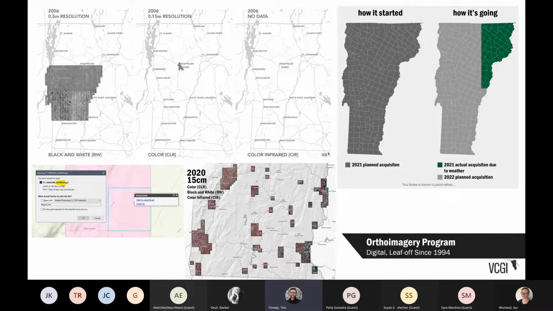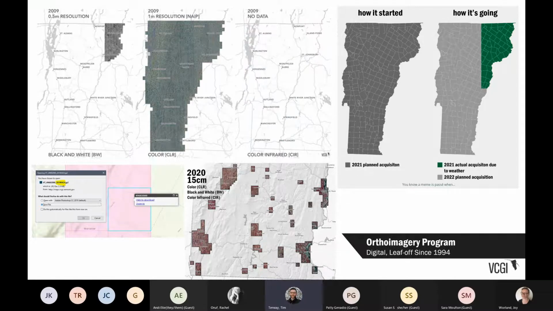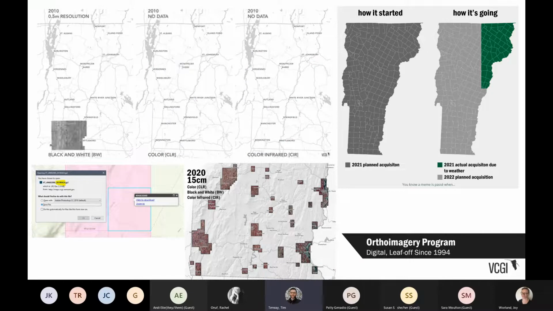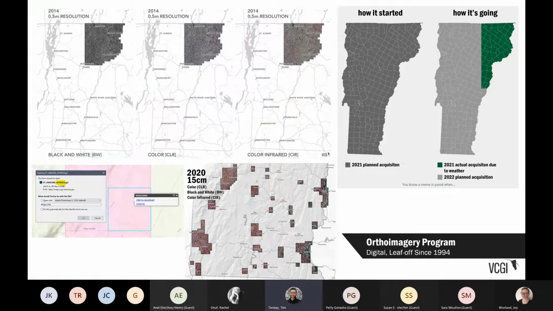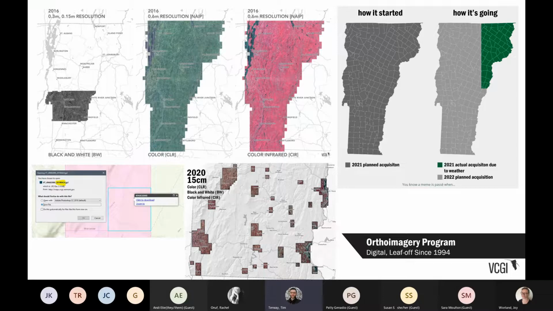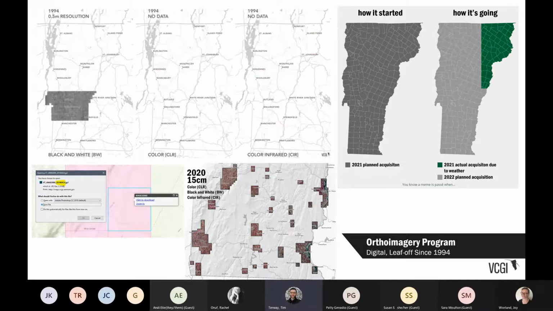So in the top right, you see an image this past year, 2021, we had planned to get the entire state in one flight program. However, the weather did not cooperate to allow us to do so. So we only got a chunk of it. And so this year we're out hopefully capturing the rest of it. Nonetheless, all of these resources are available by year, and they are date stamped, so it's clear as to when something was flown and taken wherever you're looking at.